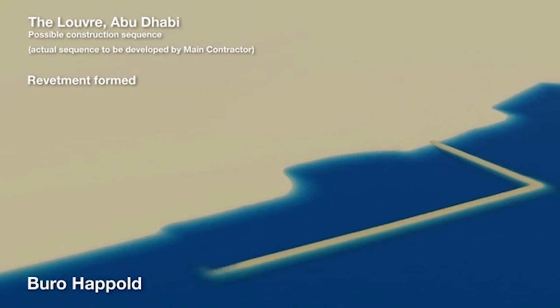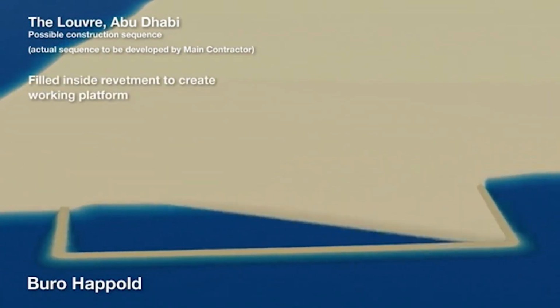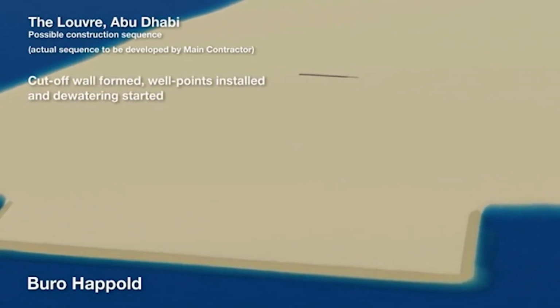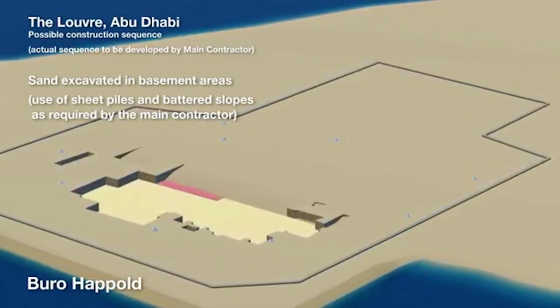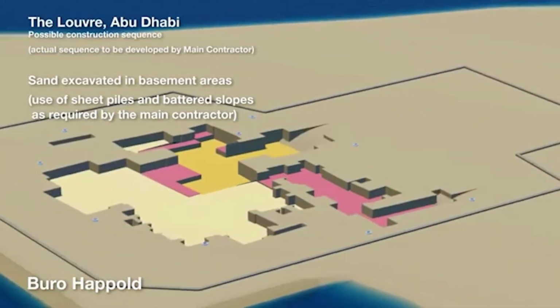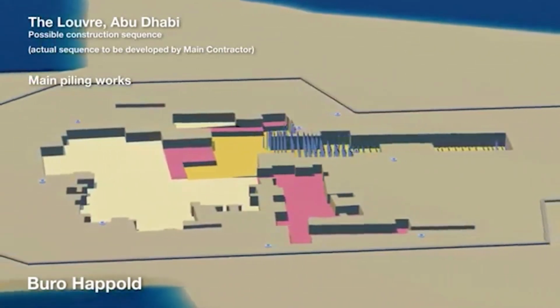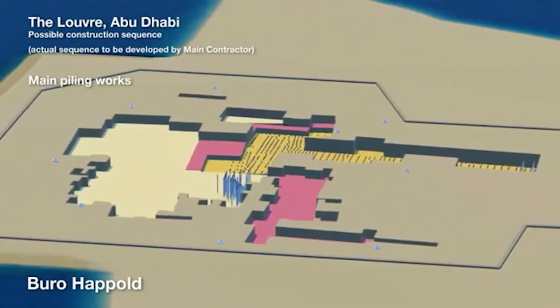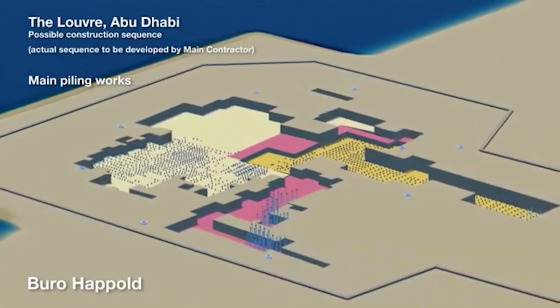Basically, that was how the foundation construction work was carried out. Now, everything is ready to build the basement museum on the site.